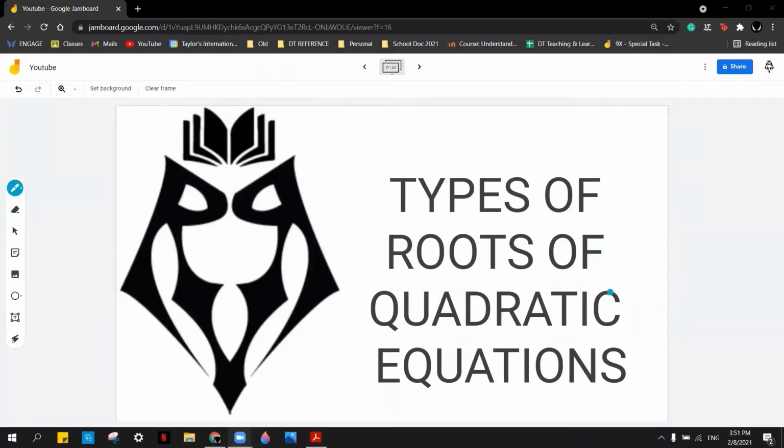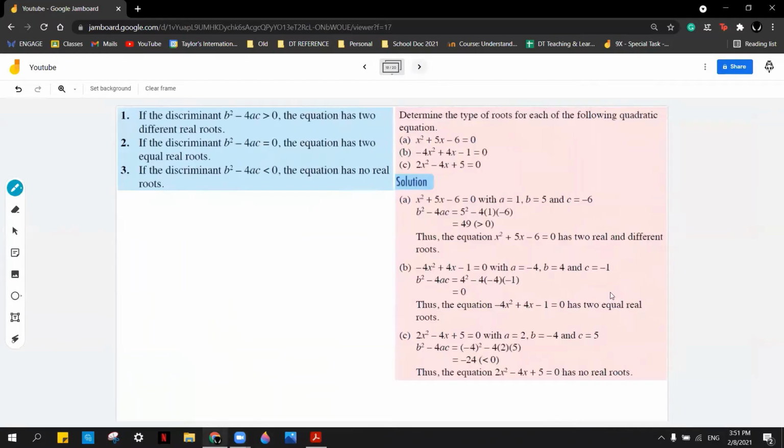Everyone, today we're going to talk about the types of roots of a quadratic equation. Okay, so let's go. First of all, you need to understand the types of roots. So take note of this expression here: b squared minus 4ac.